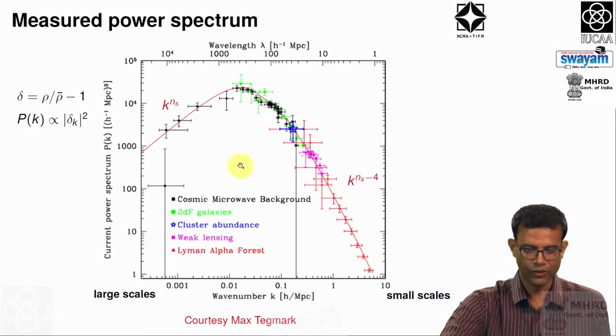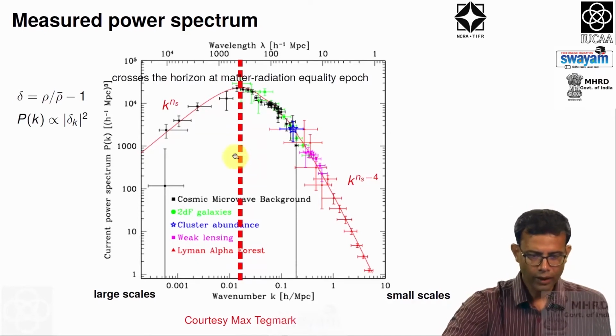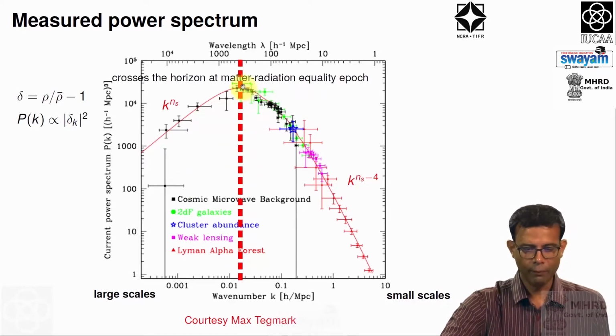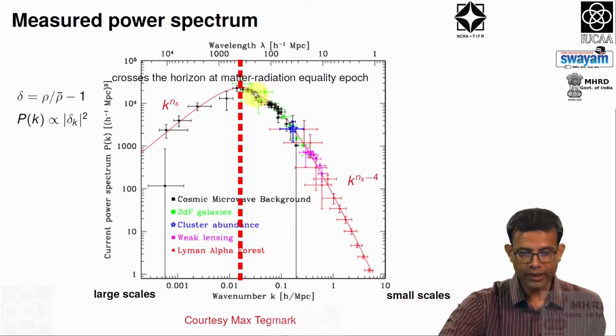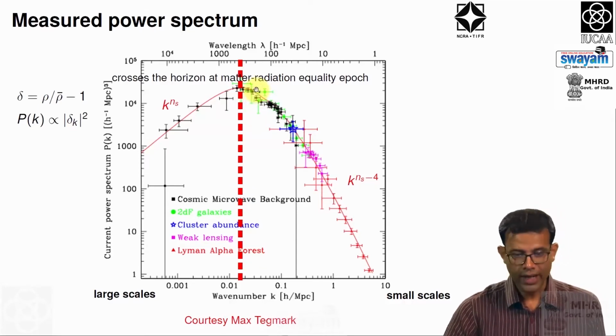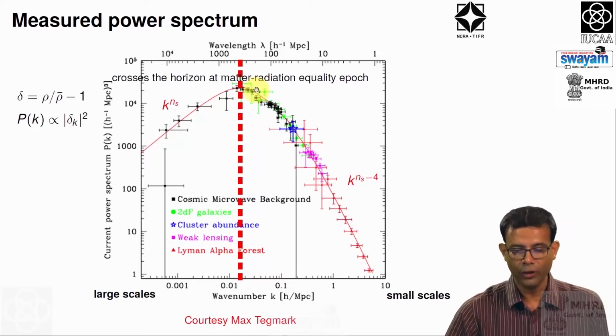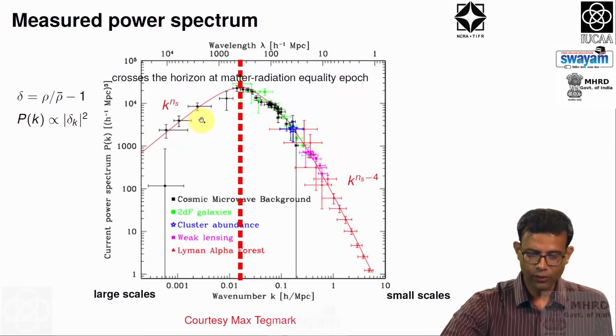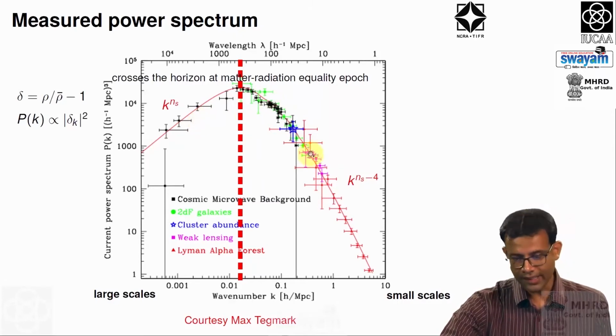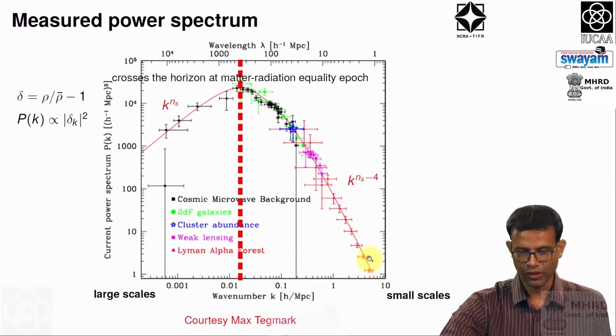which come from various kinds of experiments. Okay. You can ask what, for example, this peak represents. This peak actually represents the mode, the value of k, which enters the horizon or crosses the horizon at exactly the matter radiation equality epoch. The scales which are larger would have entered the horizon only in the matter dominated era. These scales would have entered the horizon at the radiation dominated era, the small scales.